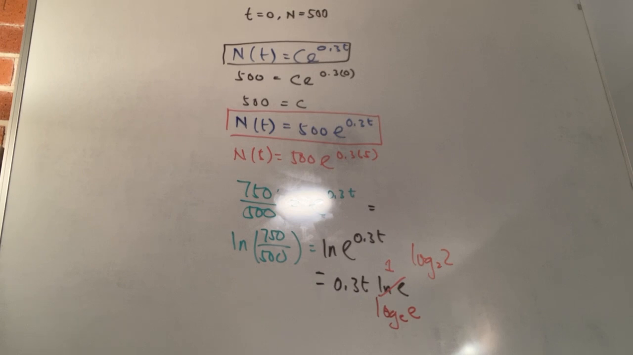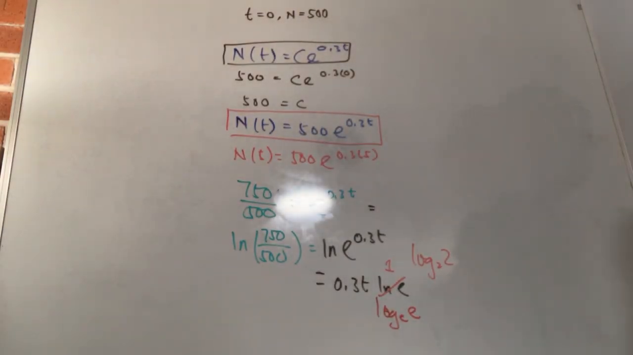Okay, let's do that first. This is divided by 0.3. 1.35. Okay, that is fine. 1.35. Yep, looking good. And then the next one.